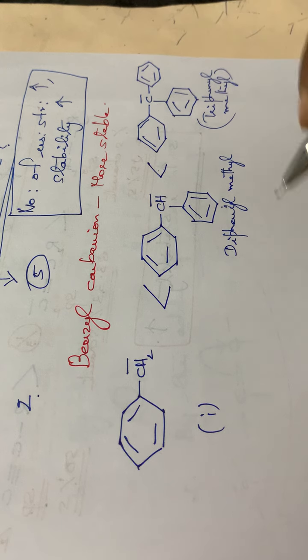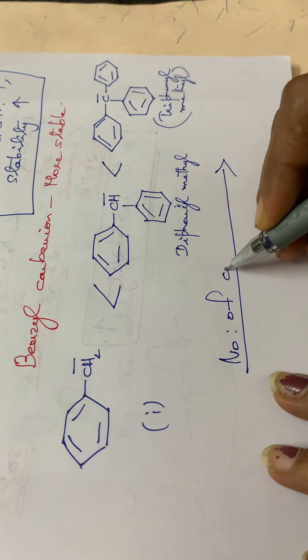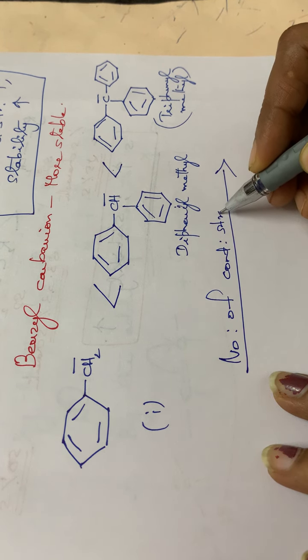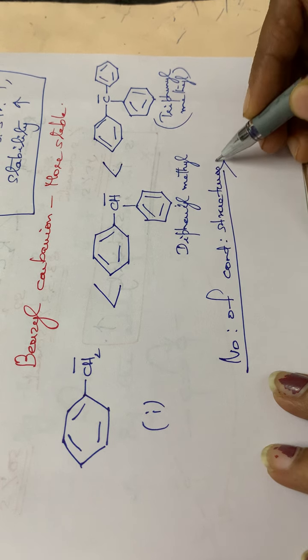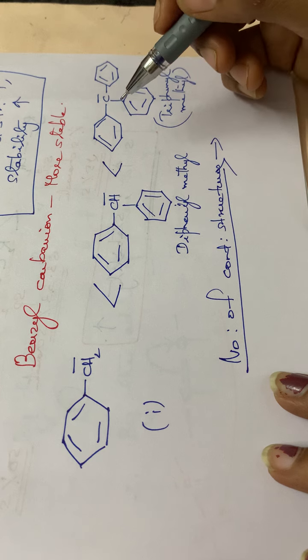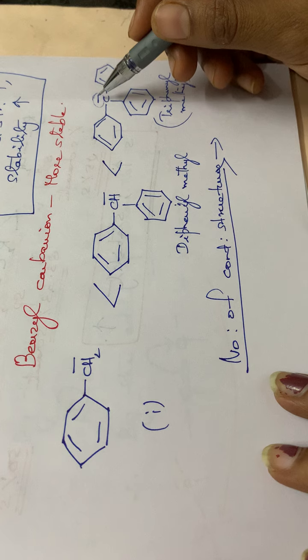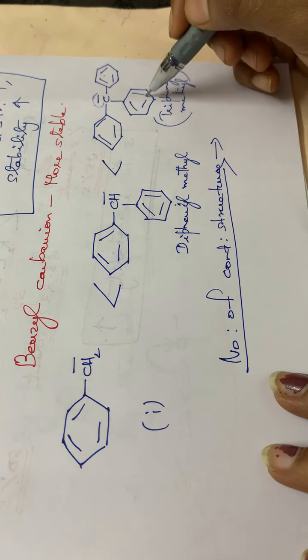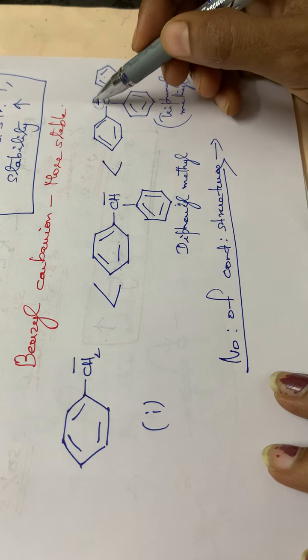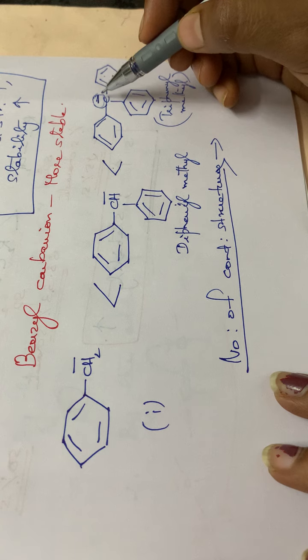So the number of contributing structures is increasing in this order. We can say that this triphenyl methyl carbanion is more stable. And also in the case of triphenyl methyl carbanion, the negative charge present on this carbon atom will be delocalized over the 3 benzene rings, isn't it? This negative charge means it is an electron rich species, isn't it?